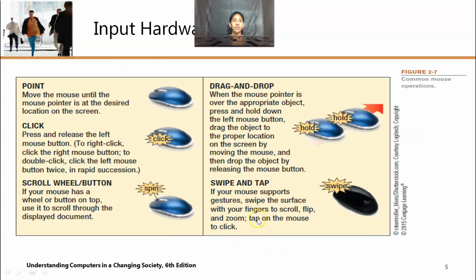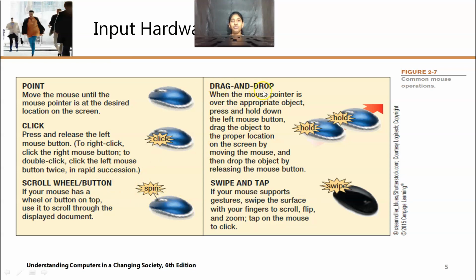These are the common operations of mouse, where you can point. When you move the mouse, you can move the mouse like this until you reach the desired position, and click. You just need to press and release the left mouse button, which is on the left side of the mouse. And to scroll, we have given the wheel. You just need to scroll the wheel so that it will scroll your document.